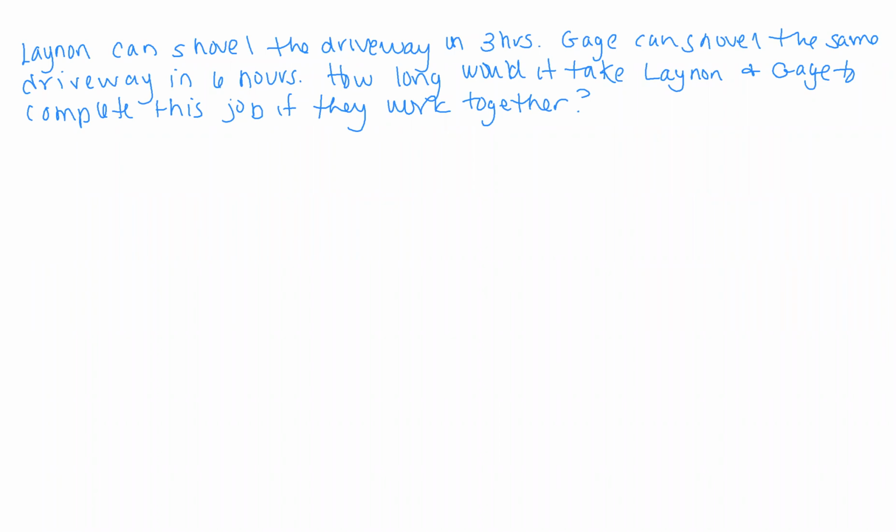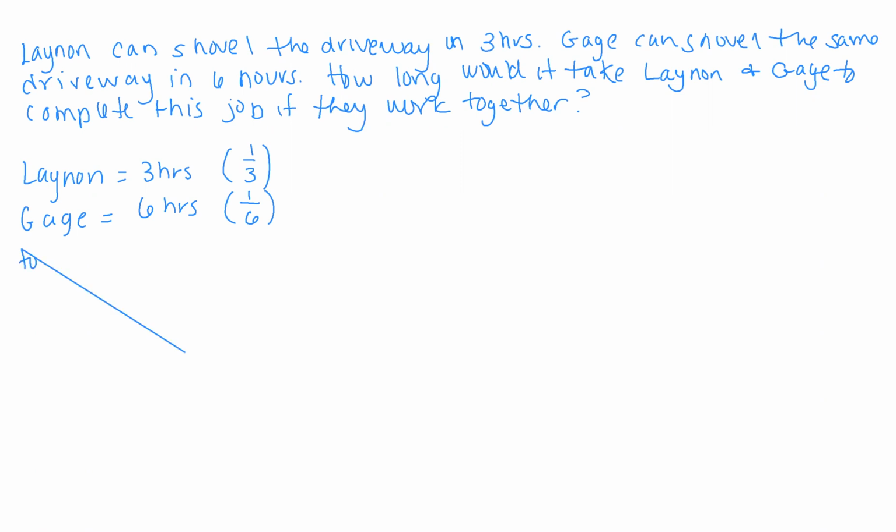So in this one, we have 2 kids shoveling a driveway. We have that Lanen can shovel the driveway in 3 hours. Gage, on the other hand, can shovel the same driveway in 6 hours. How long would it take Lanen and Gage if they worked together? So let's see. Lanen takes 3 hours. So working at a constant rate of speed, we would assume 1/3 of the job would be complete in 1 hour. Gage takes 6 hours. So we would assume that 1/6 of the job would be complete in 1 hour.